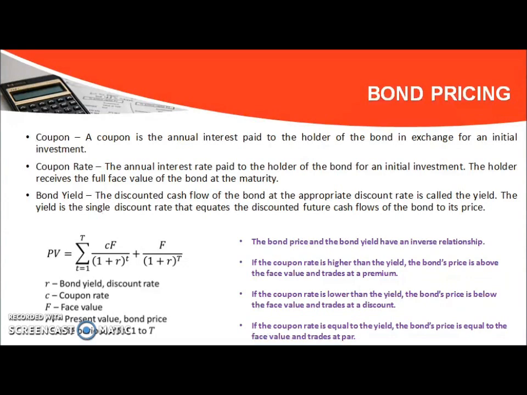It is very important for us to understand how the bond price moves with different scenarios. The bond price and the bond yield have an inverse relationship. If the yield goes up, bond price goes down. If the coupon rate is higher than the yield, the bond's price is above the face value and trades at a premium. If the coupon rate is lower than the yield, the bond's price is below the face value and trades at a discount. If the coupon rate is equal to the yield, the bond's price is equal to the face value and trades at par.